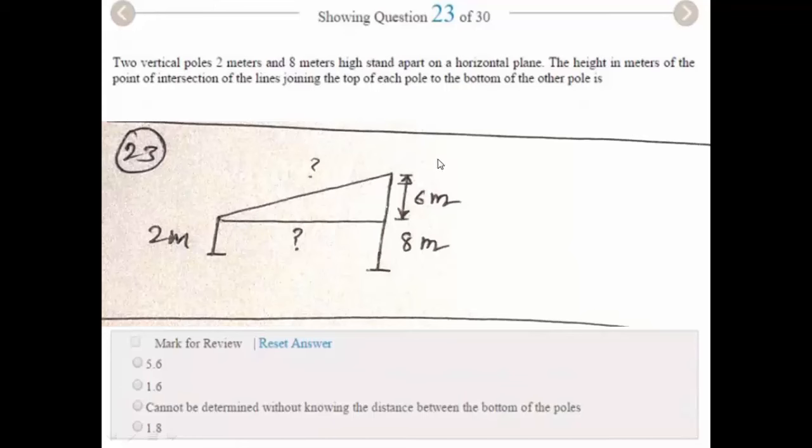We have to find the length of the line joining the first pole to the second pole, but we can't have the value of the base, meaning the distance at which the poles are situated. So the answer is cannot be determined, because we do not know the distance between the bottoms of the poles.